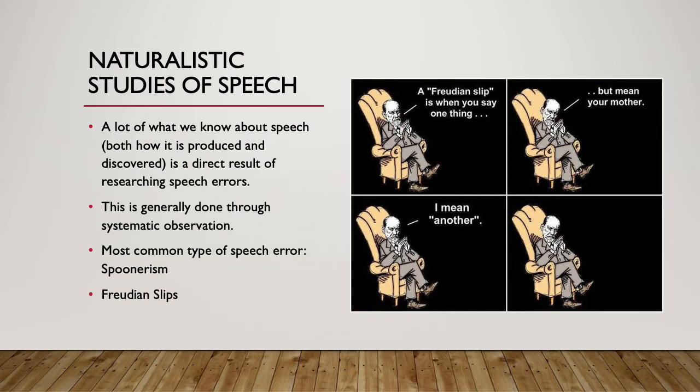These findings are generally done through systematic observation. And generally speaking, systematic observation is tedious work on account of the fact that the average person only makes a speech error on 2% of utterances. So 2% is not a lot of data to go off of, especially if a researcher were to miss several utterances, which is completely possible in a naturalistic study.